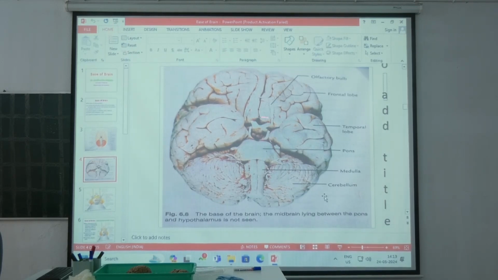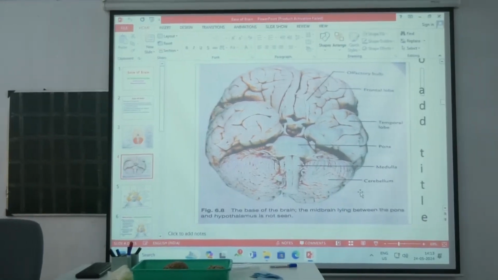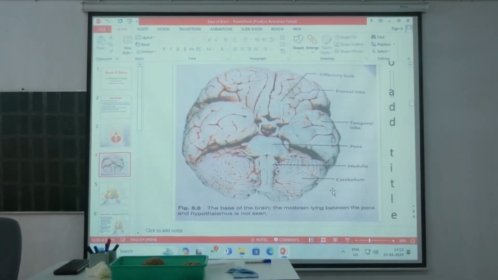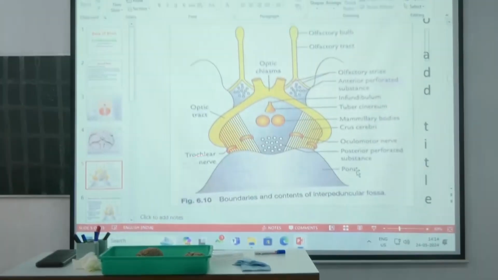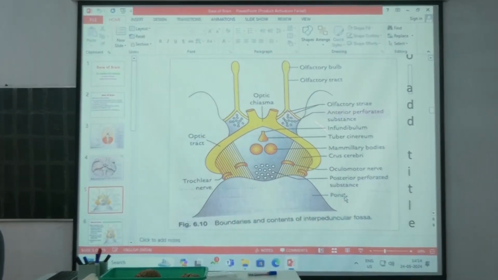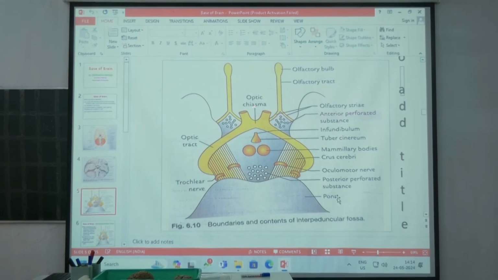And over this area lies a circle of blood vessels that is known as the circle of Willis. That is the main blood supply to this base of the brain. We will discuss it in detail. See, this is the schematic diagram of the boundaries and contents of the interpeduncular fossa.